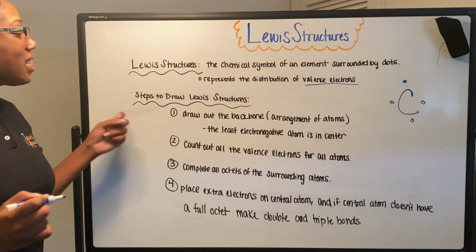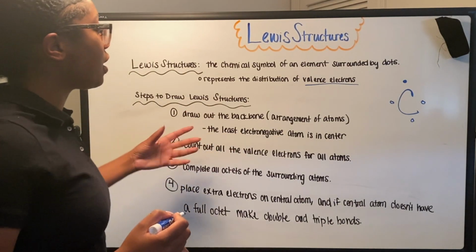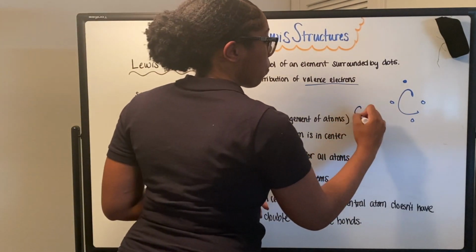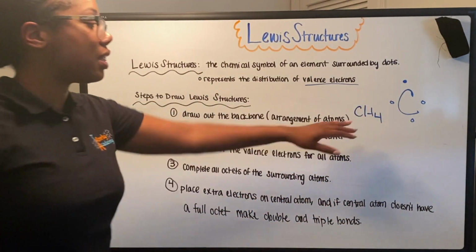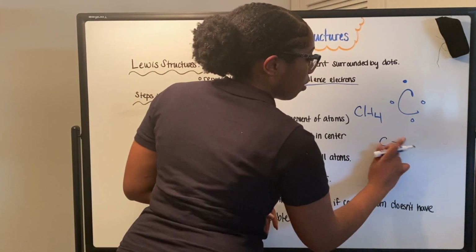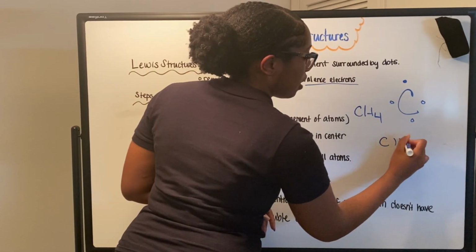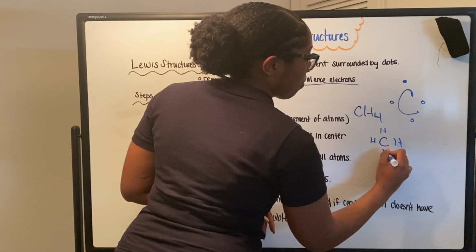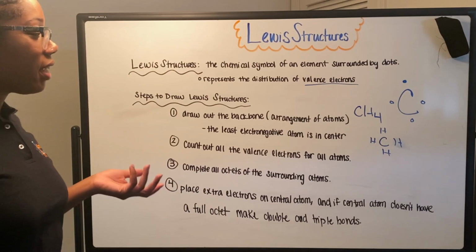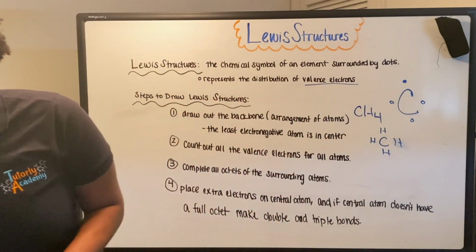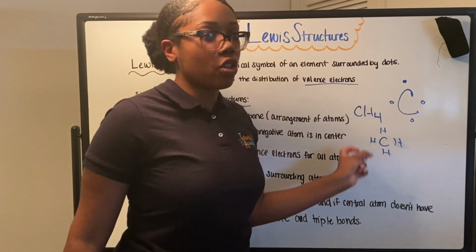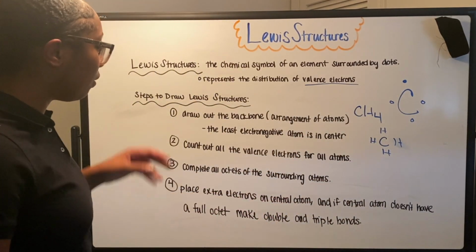Now, when we're discussing the steps to draw Lewis structures, the first thing you do is draw out the backbone, aka the arrangement of atoms. So let's say, for example, we have CH4. This is methane. You draw out the backbone, and you don't use any double bonds or anything. So we know that we have 4 H's and 1 carbon. Now, the least electronegative atom is in the center. So technically, if I remember correctly, carbon has a higher electronegativity than hydrogen. However, hydrogen is always on the outside. It's one of those anomalies to the rule.